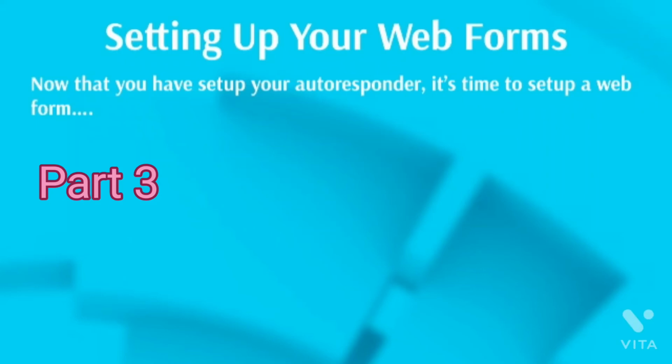Now that you have set up your autoresponder system, you can set up your web forms. In other words, web forms are forms that allow you to collect people's emails and their names and get them onto your email list.